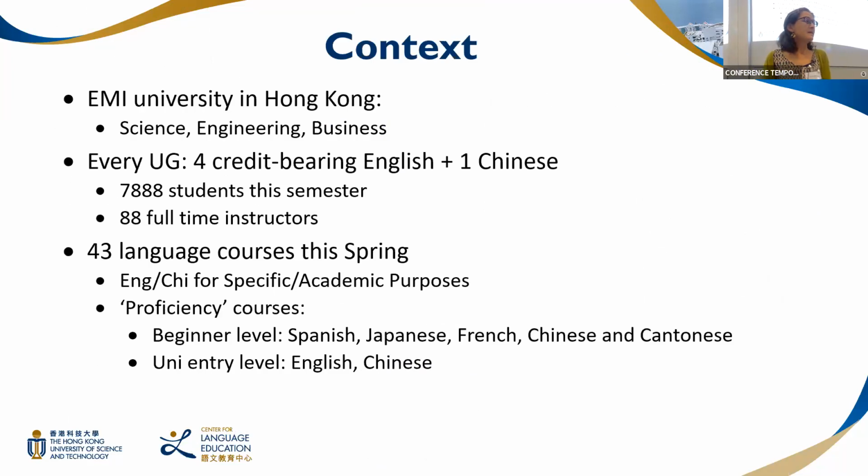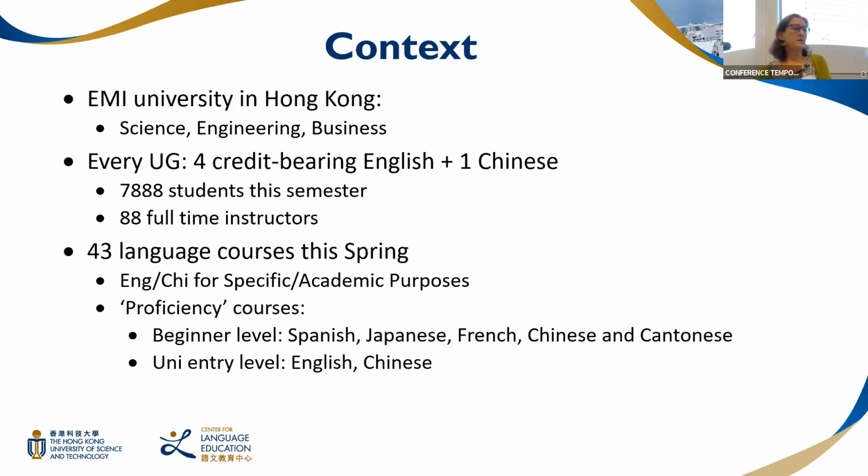So my context is an EMI university in Hong Kong, as are all of the universities. It's a specialist institution, though, with science, engineering, and business schools, and then another school that does all else. So that's where mostly we do our language support in those 3 discipline areas. It's a large center because we are responsible for teaching 4 credit-bearing English courses and a Chinese course. To give a sense of the definition of large, we taught 7,888 students this past spring, and we did that with 88 full-time instructors.